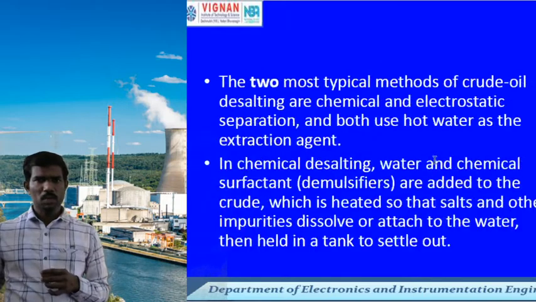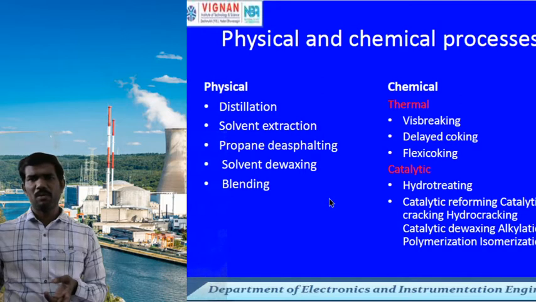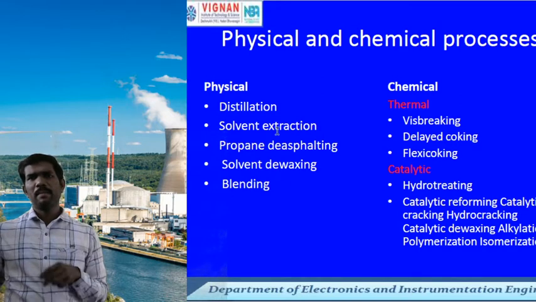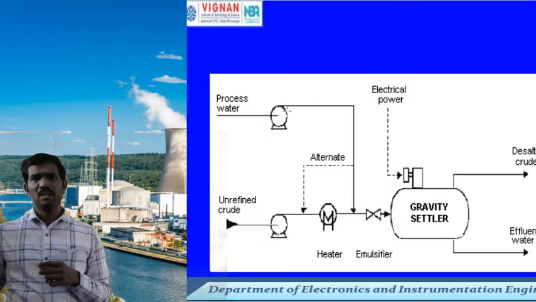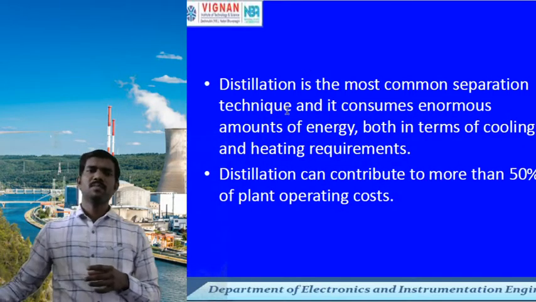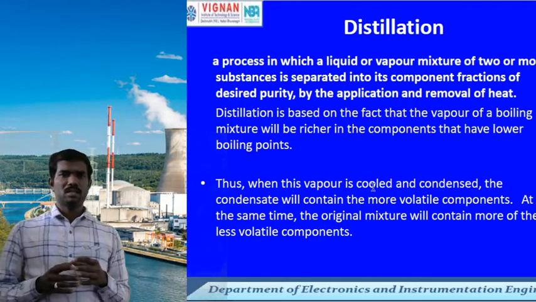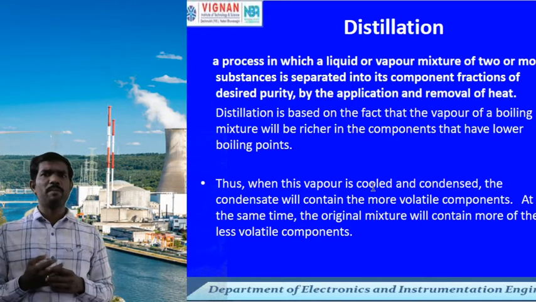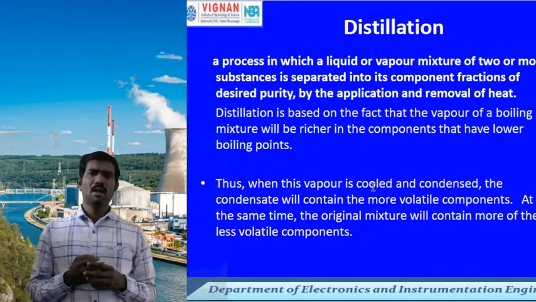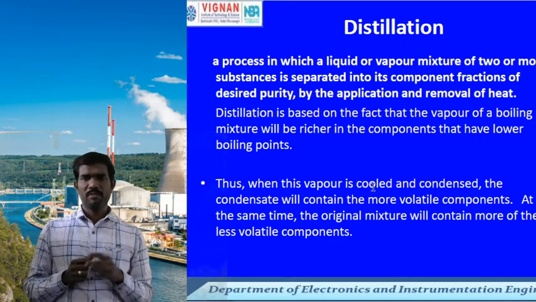Now, these are all the physical and chemical processes we are going to discuss right now. Under the chemical process, after the desalting or dehydration process, one of the important processes will be the distillation process. Let us see the distillation process. Distillation means we have to separate a mixture. It is a process in which a liquid or vapor mixture of two or more substances will be separated into its component fractions of desired purity.